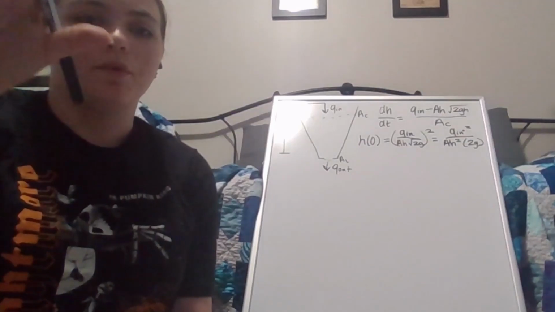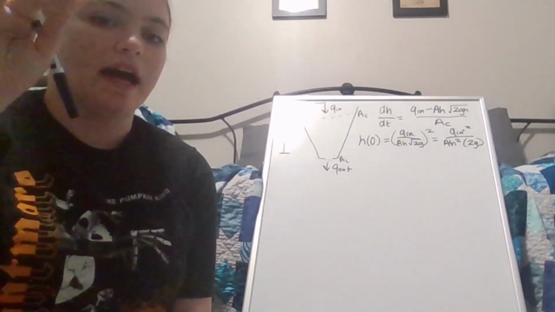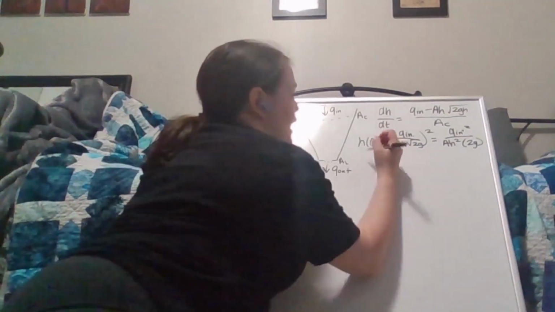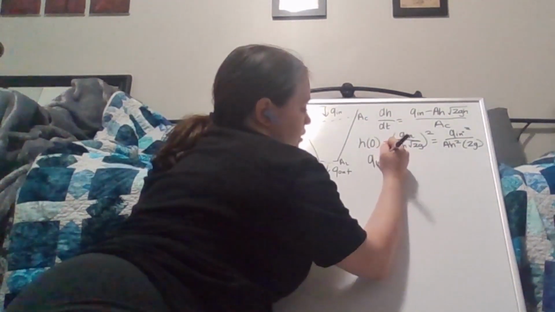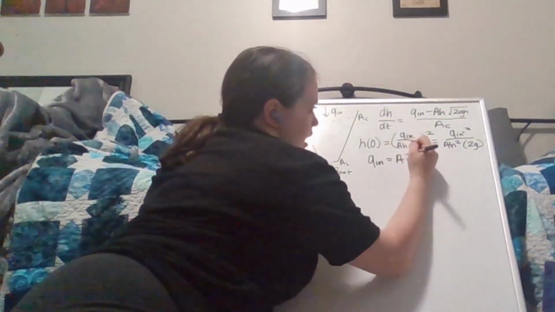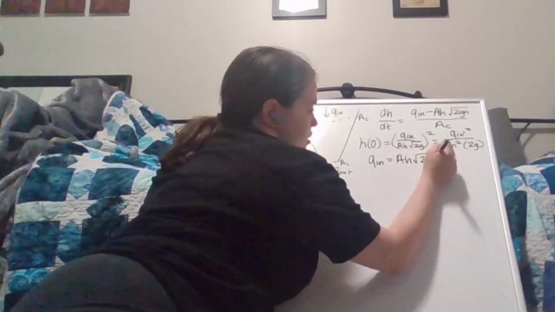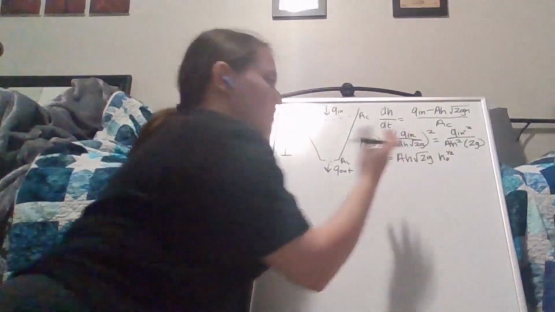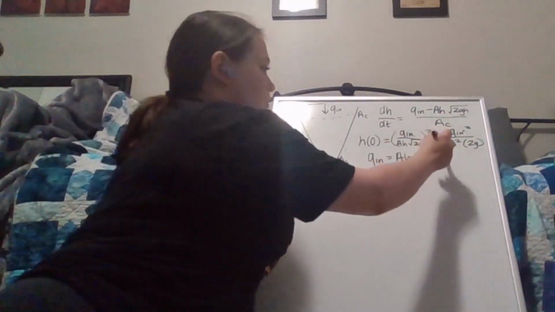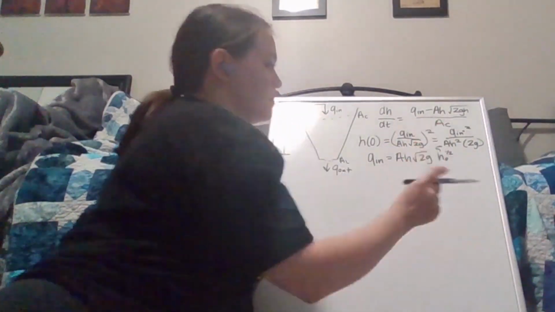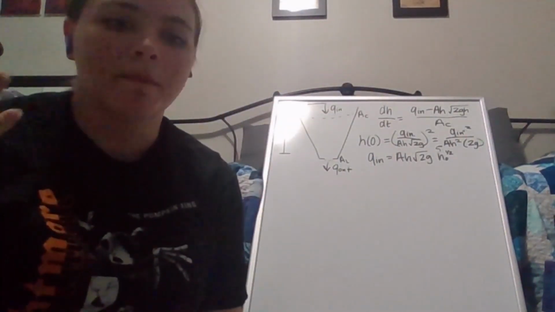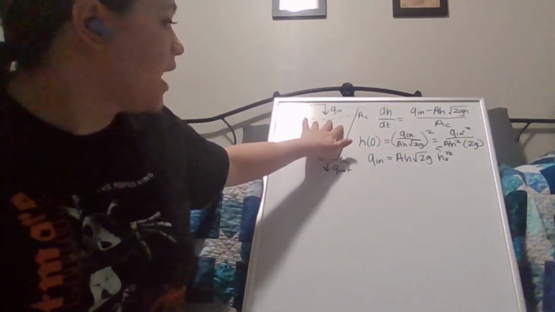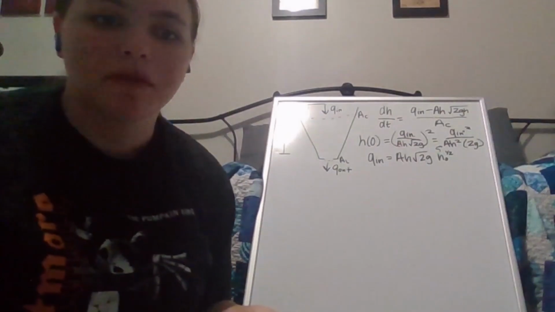So from this point of view, we can throw that in and you get that Qin is equal to AH square root of 2g, and then I'm going to pull out that H naught and put it to the 1/2. Technically it's under that radical, but I like putting it out here so that it's easier to incorporate it all. Cool.